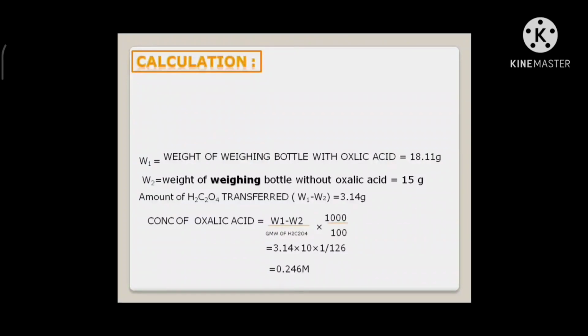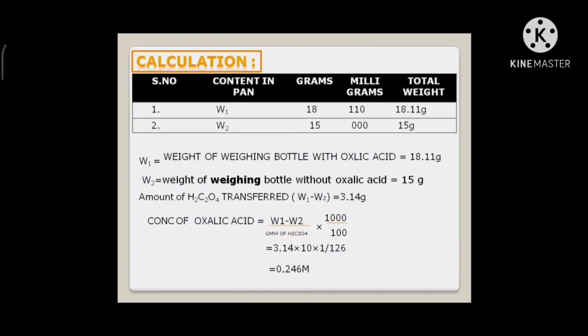Here, the concentration of oxalic acid is equal to the amount of oxalic acid transferred divided by the gram molecular weight of oxalic acid, into 1000 by 100. We got the concentration of oxalic acid equal to 0.246 M.